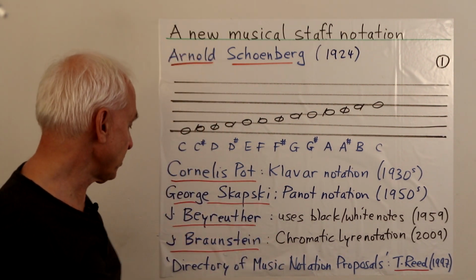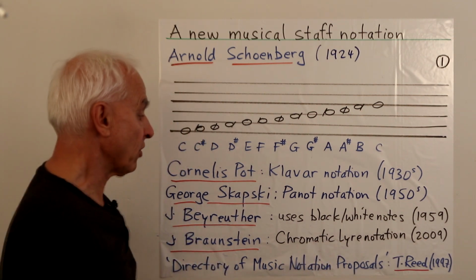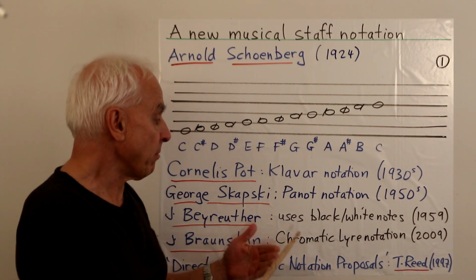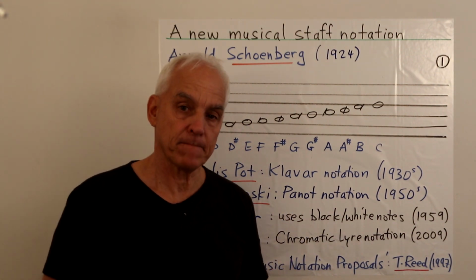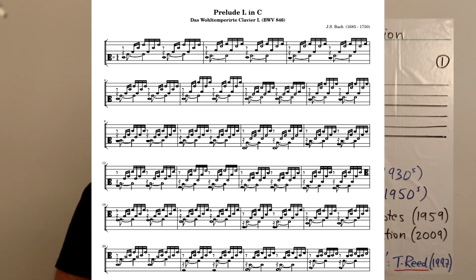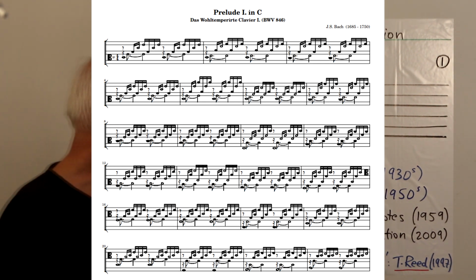Actually, in his footsteps, also Jay Brownstein, more recently, introduced what's called chromatic lyre notation, and also used black and white notes prominently. And here is an example of something in his notation, the first prelude in Bach's Well-Tempered Clavier in C major, in this chromatic lyre notation.